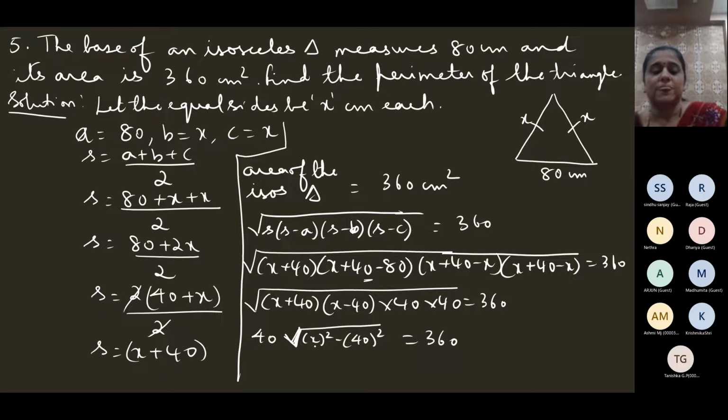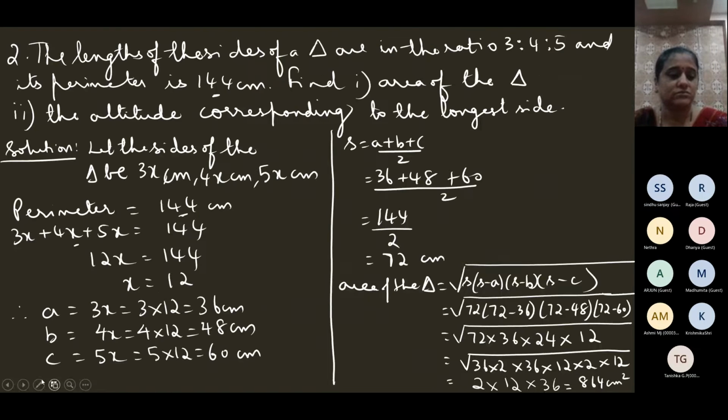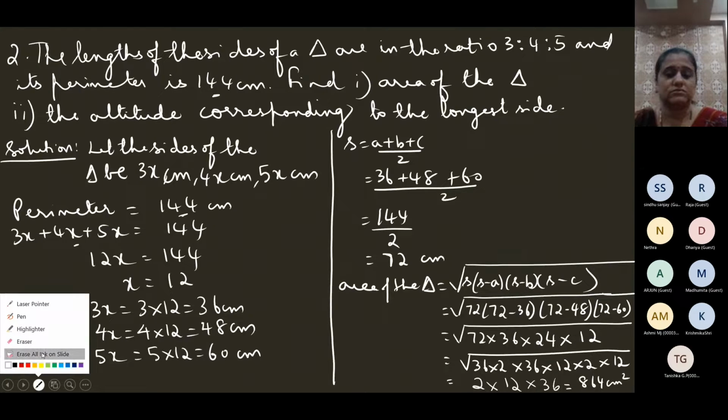Under the square root, we have x plus 40 into x minus 40, which is a plus b into a minus b, which is a square minus b square. From these two 40s, 40 comes out of the square root. So next step we have x square minus 1600 under the square root is equal to 360 by 40, which is 9.